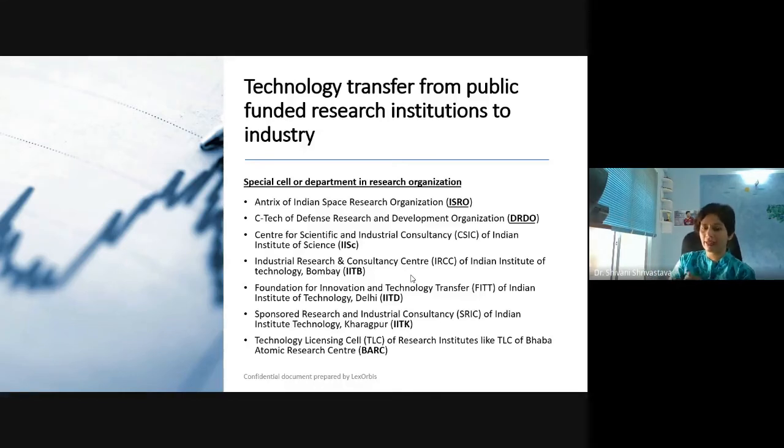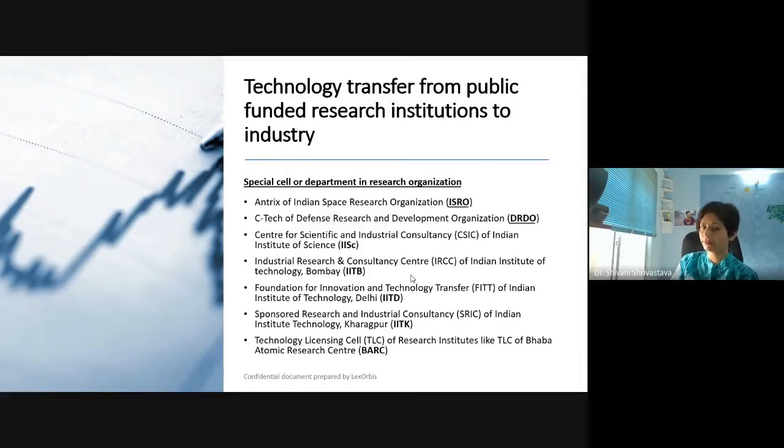So as like this, there are multiple departments or a specialized cell which are helping to commercialize the technology, or maybe they are helping to transfer the technology to the industry from the institute where the research is being done by the institute. The research is mostly government funded research. So for example, FITT is there, Foundation for Innovation and Technology Transfer. This is associated with IIT Delhi and IIT Bombay.